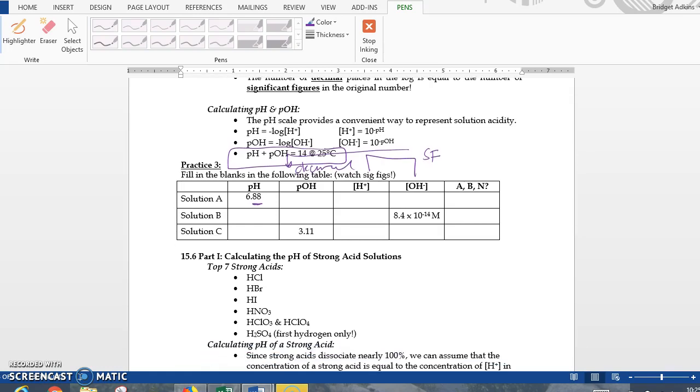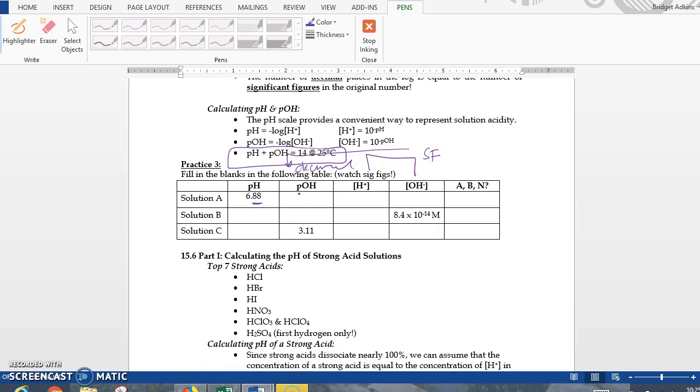All right. So for finding pOH, I think the easiest would probably be just to do 14 minus 6.88, and you get 7.12. Just assume that that 14 has an infinite number of sig figs when you subtract, so it'll just be limited by the other number. Then to get our H+, we would do 10 to the minus 6.88. So that has 2 decimal places, so the concentration would be 1.3 times 10 to the negative 7th molar.